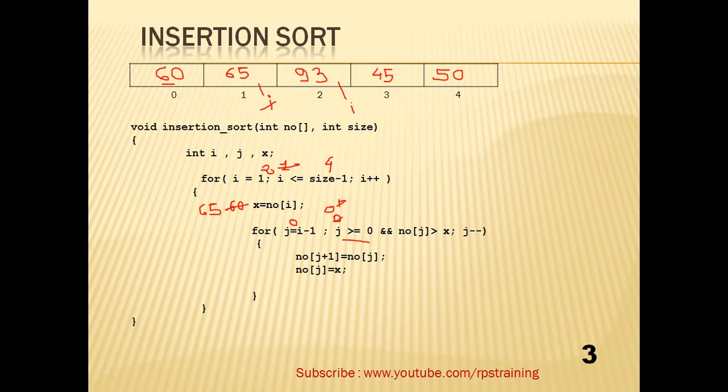i plus plus, i will be 3. 3 less than or equal to 4, condition true, x equals no[3]. i is now pointing to this location.